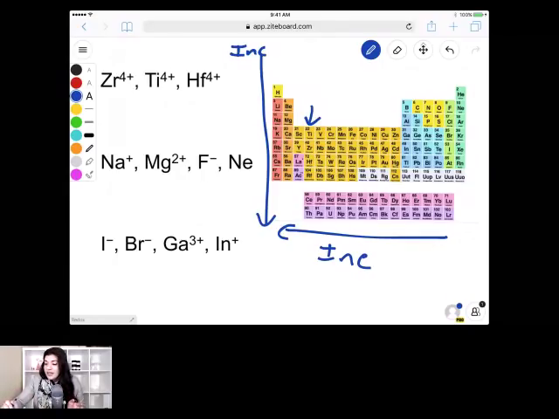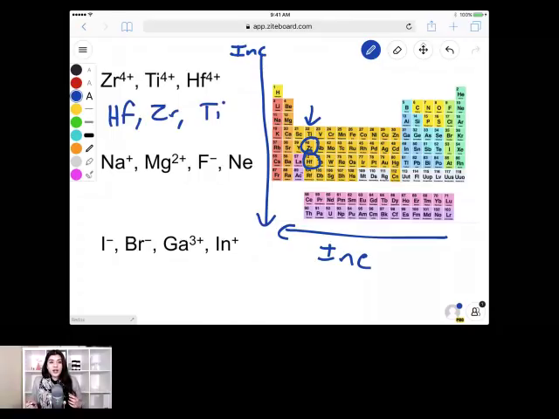So in our case, we're going to look at which ones are going to be increasing due to that trend. Due to that trend, as we move further down the column or down our periodic table, it starts to increase. So which one's further down? That will tell us, okay, HF. That one is larger. And then next, this one's next, and Ti is last.